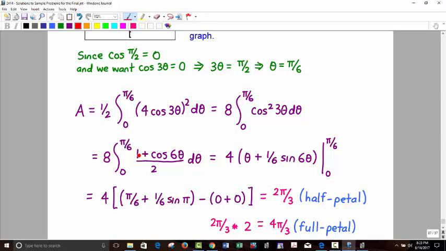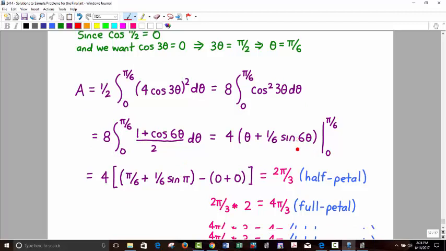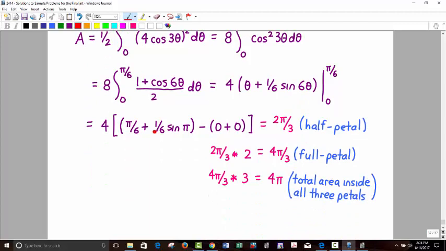And then the antiderivative of 1 will be theta. And the antiderivative of cosine of 6 theta will be 1/6 sine of 6 theta. Now we plug in our limits of integration. Pi over 6 will get you pi over 6. 6 times pi over 6 will be pi. Sine of pi is 0. So that just turns into 0 right here. And then when you put in 0, they're going to be 0 at the lower end. So you just end up with 4 times pi over 6, which is 2 pi over 3.